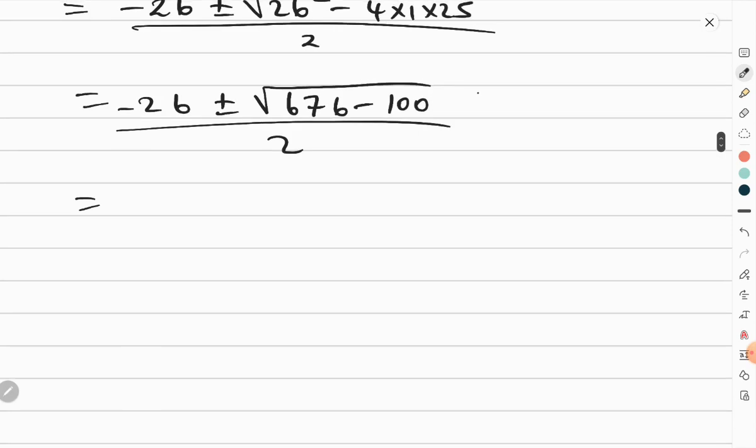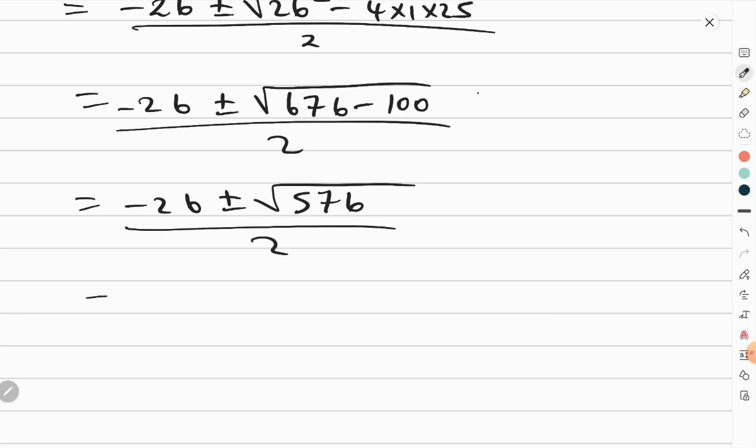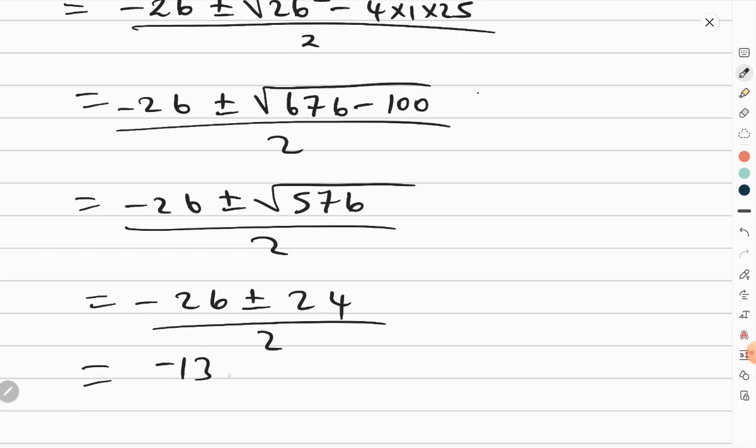So what do we have now? We have negative 26 plus or minus the square root of 576, and dividing it by 2. The square root of 576 is 24, over 2. Therefore, negative 26 divided by 2 is negative 13, plus or minus 24 divided by 2, which is just 12.